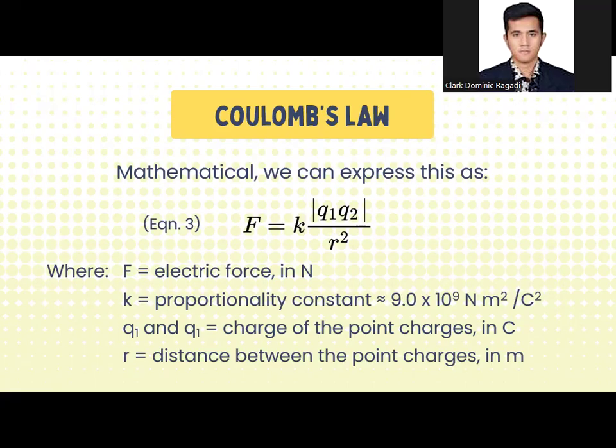So the distance should be in meters, our charge should be in coulomb, and the proportionality constant. There's no other value for the proportionality constant. That's the reason why we should use SI units, because there's no derived values equivalent to this value of the proportionality constant. And also force.